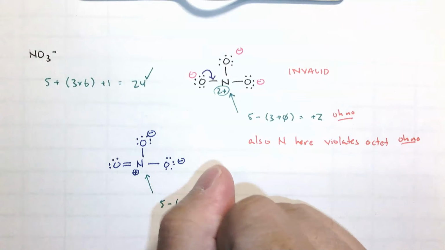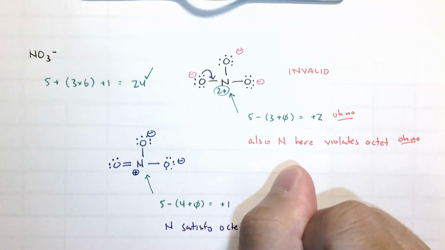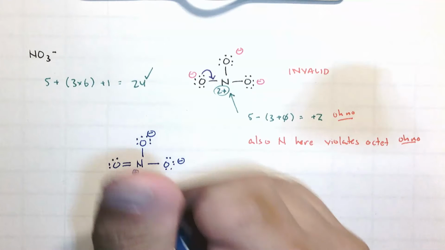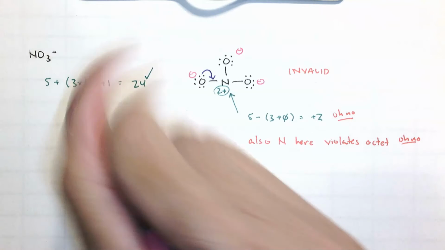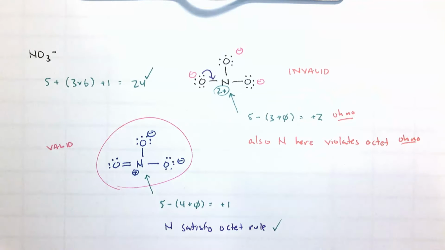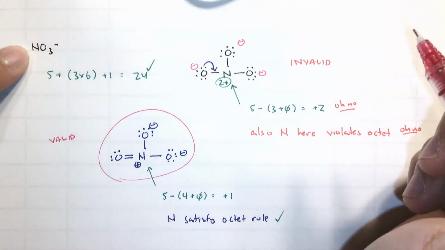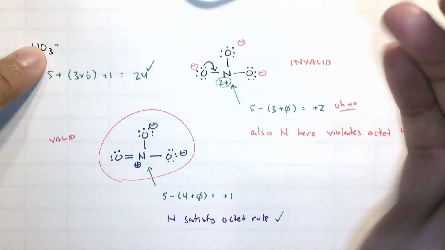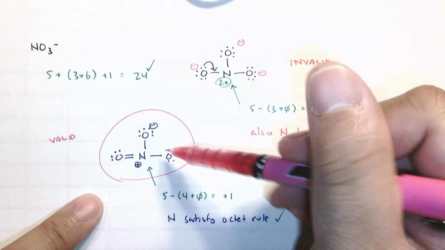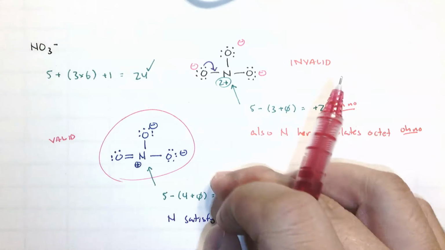N satisfies octet rule. Stop right there. This is your valid Lewis structure. Nitrate is a weird one because that negative charge that you see for NO3 minus is not due to only one atom being charged. It's due to having 2 oxygens negative in 1 charge and then central nitrogen positive. So overall that's negative. Okay?